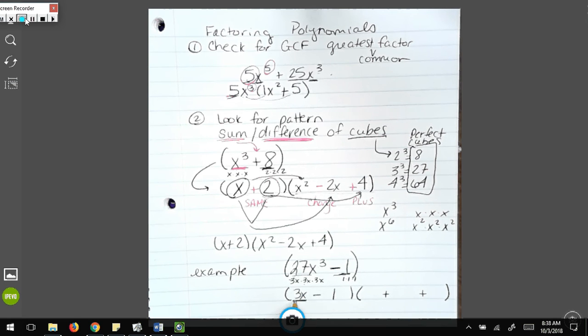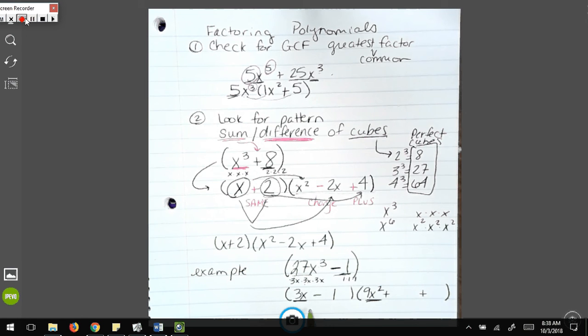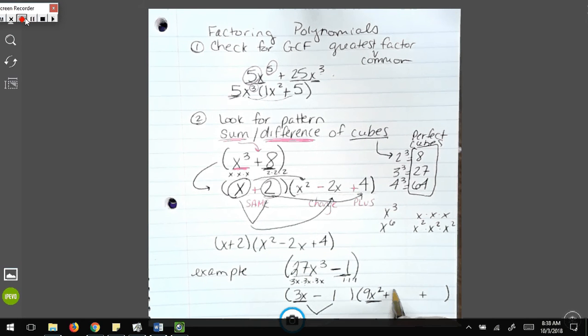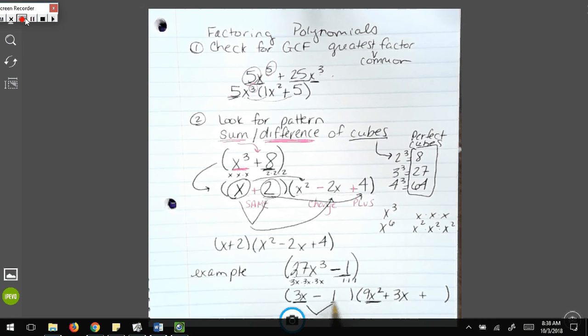Square the first and put it in the first spot. And when you square it, be careful because you have to square the 3 and the x, so it becomes 9x squared. Put them together, multiply them together, and get 3x. And then square the last for the last term. Okay? Sum and difference of two cubes.